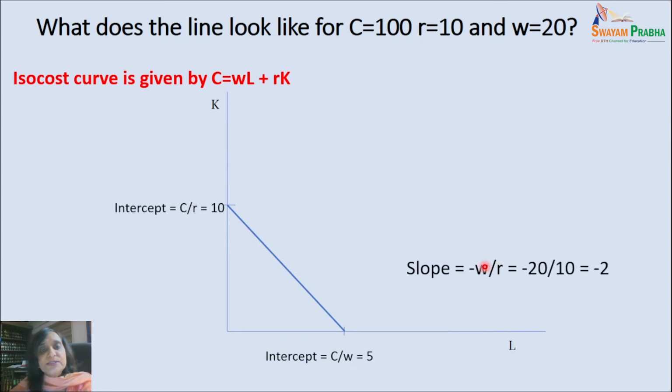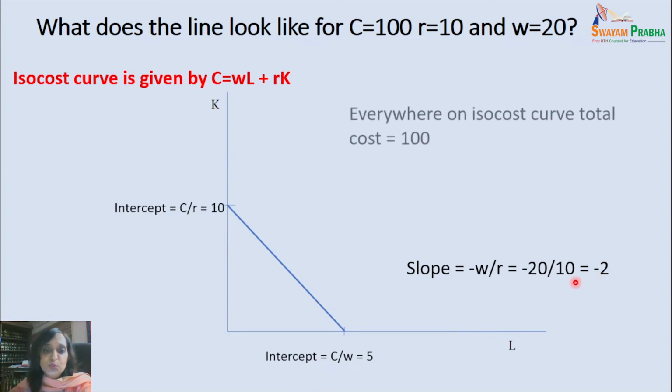Okay, we have just seen that the slope of the isocost line is what? We say it is price of labor, which is W, divided by the price of capital, which is R. So what is the given wage to you? It is 20. What is the given R to you? 10. So 20 divided by 10, of course it carries a negative sign. Negative sign means that the line is downward sloping, so 20 divided by 10 will give us minus 2.